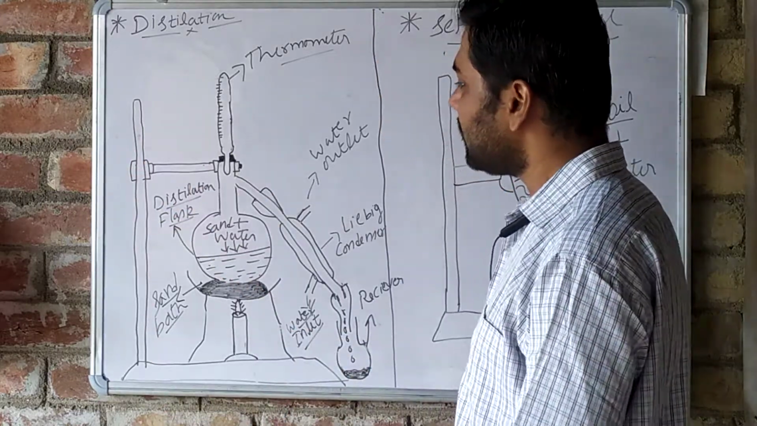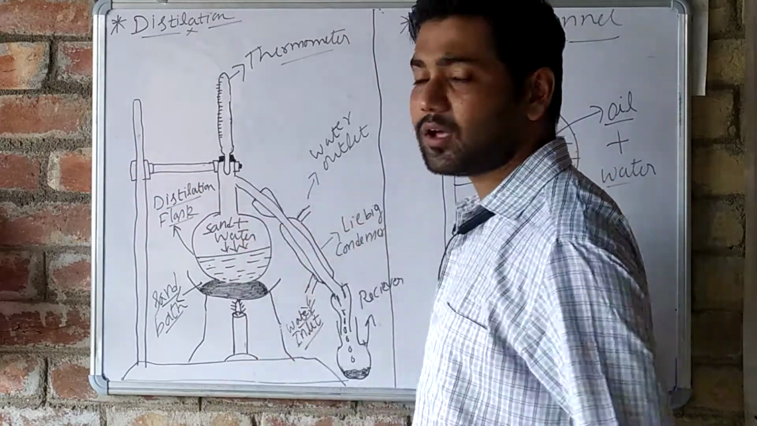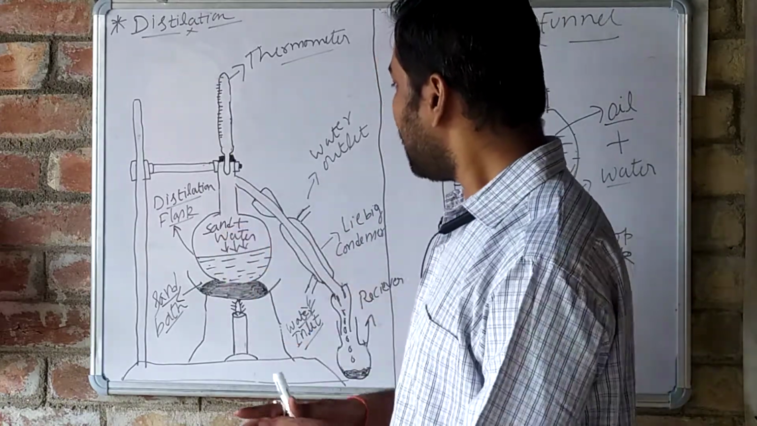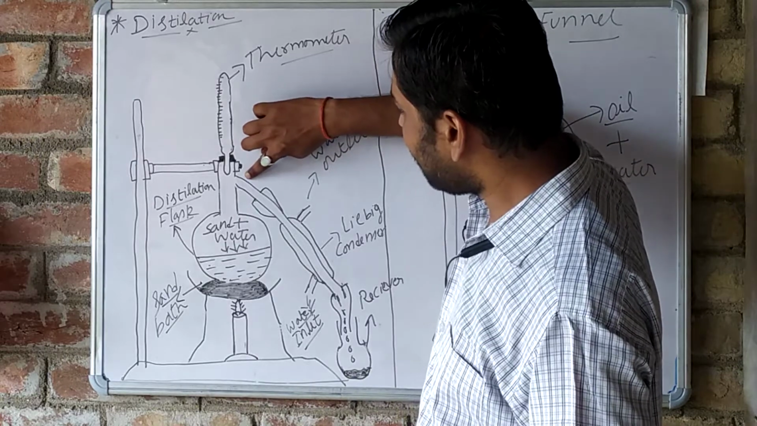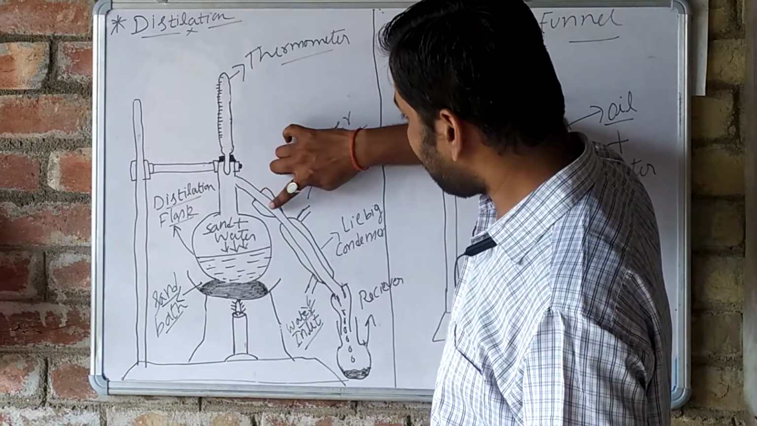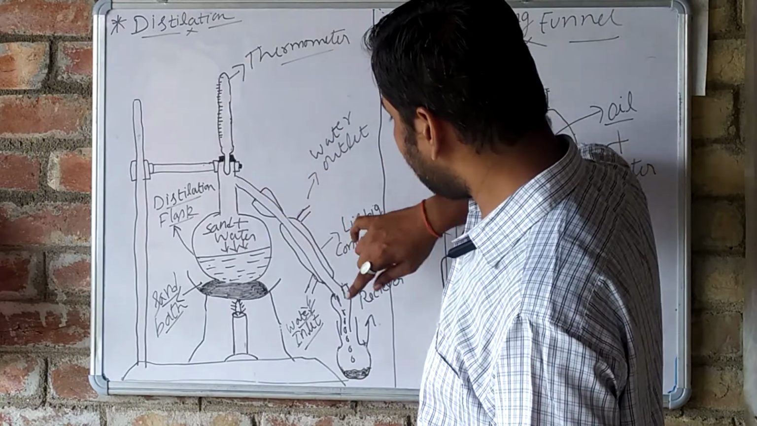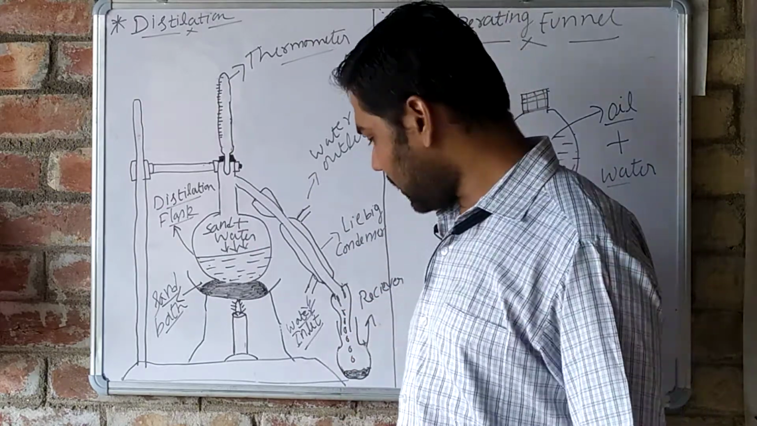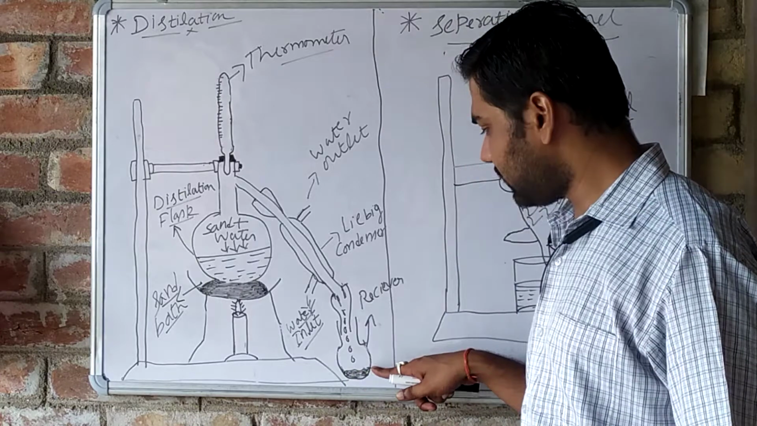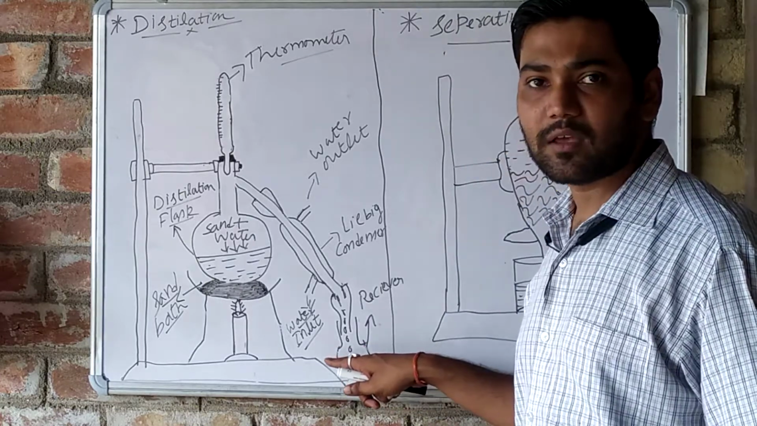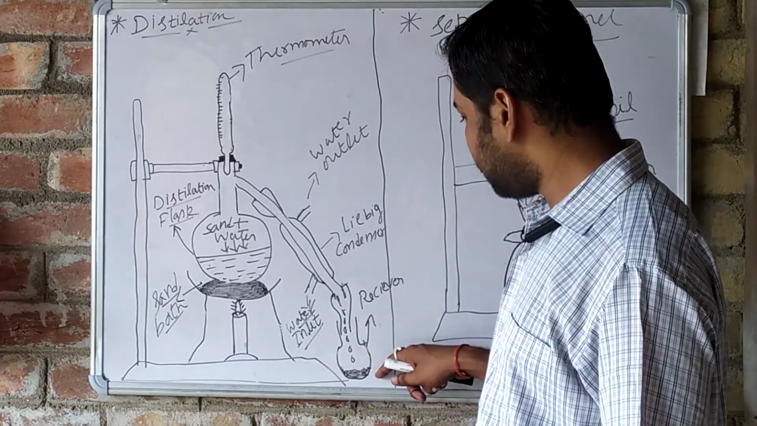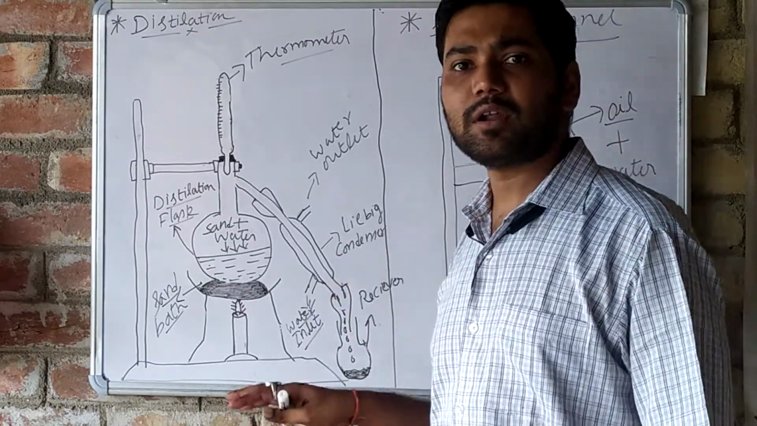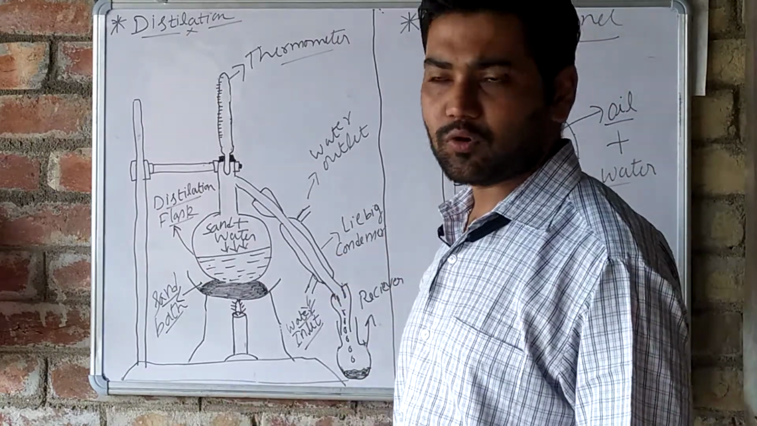Now what we will see is that we will have an opening on the mouth of the funnel, and from that a tube is passing through this Liebig condenser, and it will be received at the other end by the receiver. This is a receiver. This is one more flask, known as the receiver. Here we will collect the water in pure form.